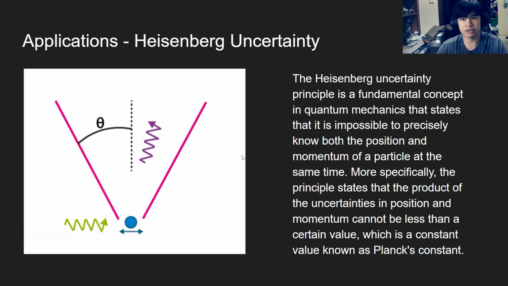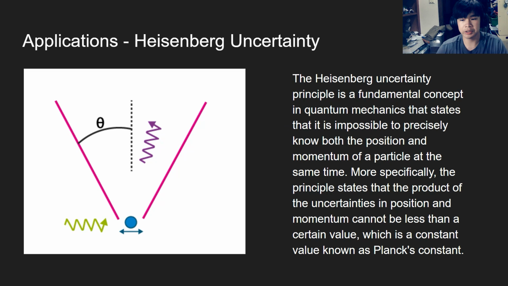Lastly, we have Heisenberg uncertainty. The Heisenberg uncertainty principle is a fundamental concept in quantum mechanics that states that it is impossible to precisely know both the position and momentum of a small enough particle at the same time. More specifically, the principle states that the product of the uncertainties in position and momentum cannot be less than a certain value, which is a constant known as Planck's constant. The Fourier transform plays a critical role in explaining the Heisenberg uncertainty principle because it shows that there is a fundamental trade-off between the precision with which we can measure the position of a particle and the precision with which we can measure its momentum.